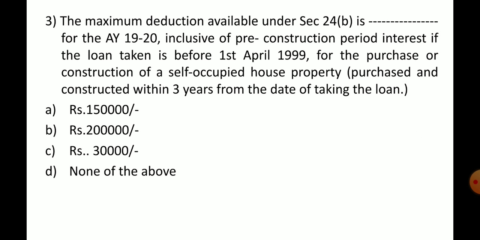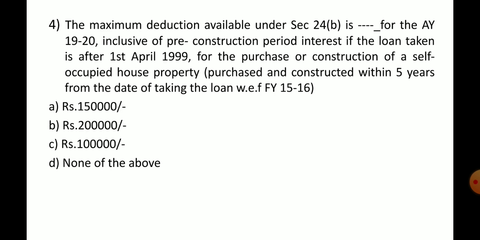The maximum deduction available under 24B for the assessment year 1920, inclusive of pre-construction period interest, if the loan is taken before 1st April 1999 for the purchase or construction of a self-occupied house property, purchased and constructed within 3 years from the date of taking the loan, is 30,000. So any loan taken before 1st April 1999 for purchasing or constructing house property, the maximum limit is 30,000.